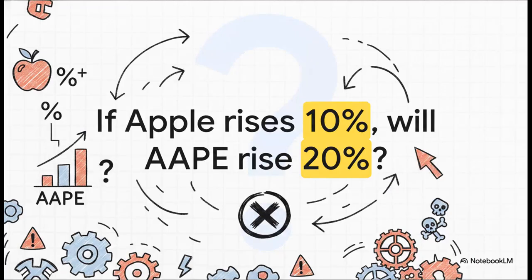So let's kick things off with a quick question to challenge your assumptions right out of the gate. If Apple goes up 10% this year, will the 2x AAP ETF go up 20%? Well, the answer to that is a resounding no. And honestly, understanding exactly why that is absolutely crucial before you even think about interacting with these kinds of funds.